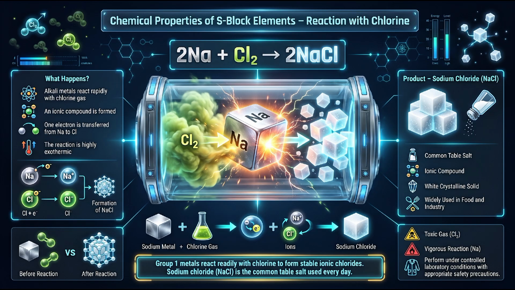The reaction can be represented as two separate half reactions. The oxidation half reaction is Na → Na+ + e-. Here, sodium loses one electron and becomes a positively charged ion. Since oxidation is defined as the loss of electrons, sodium is oxidized.